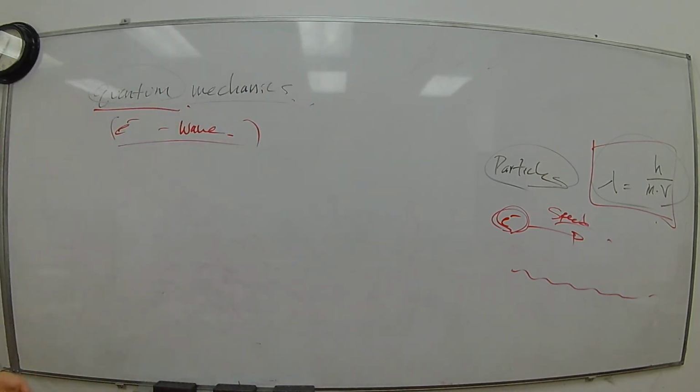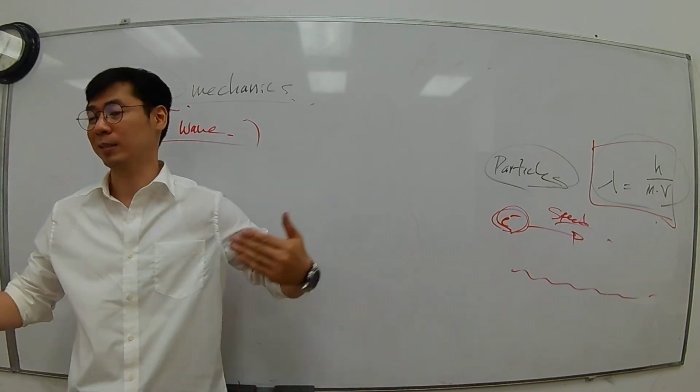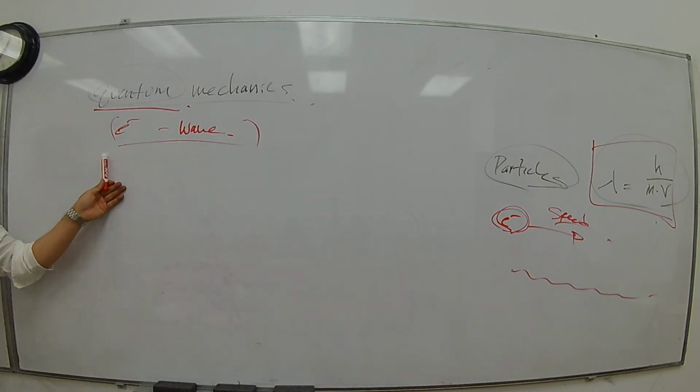There's Heisenberg's uncertainty principle. What did he say? We do not know where electrons are, and we do not know the speed of the electron. This is very detailed. That's why the electron is a wave.